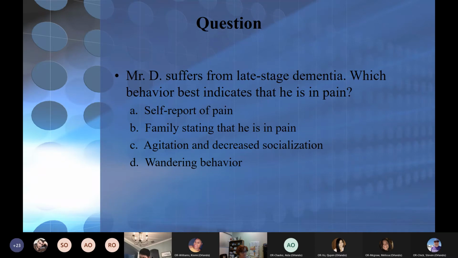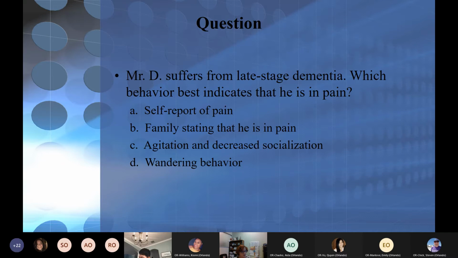I would think C, because I know you mentioned earlier that sometimes older patients can overstate their pain. So I don't know if a self-report would be as accurate. I like that rationale. You're absolutely correct. C is definitely it for a dementia patient. So it is C, agitation and decreased socialization.